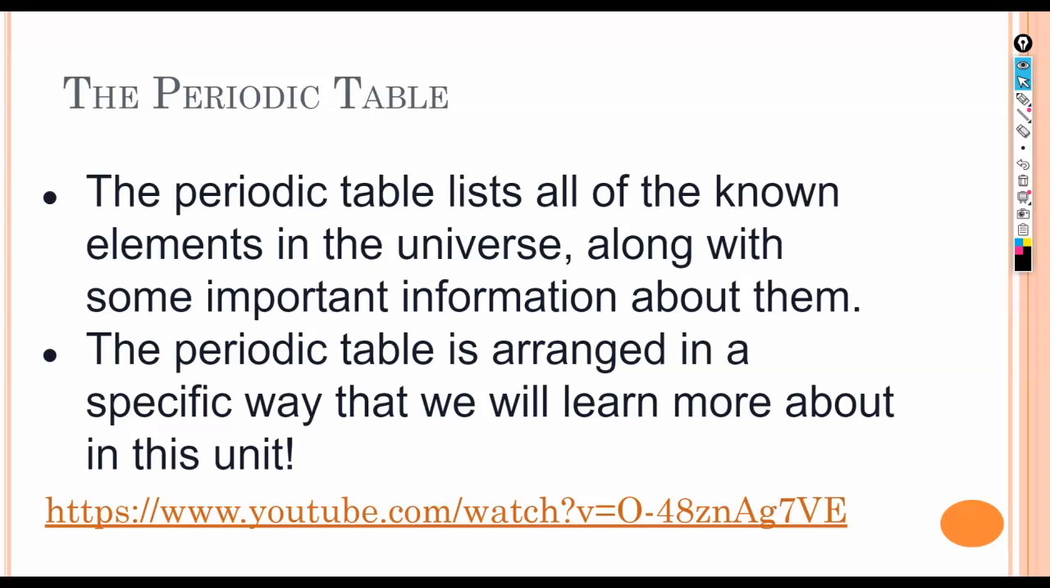We learned about chemical symbols. We learned that the top number above the chemical symbol on the periodic table is the atomic number, which tells us how many protons that atom has in its nucleus. We can also find the atomic mass on there as well. And so the periodic table lists a lot of different important information about all of the elements that we know about in the universe. But what you might not know is that it's actually arranged in a very specific way that we're going to talk more about in this unit.